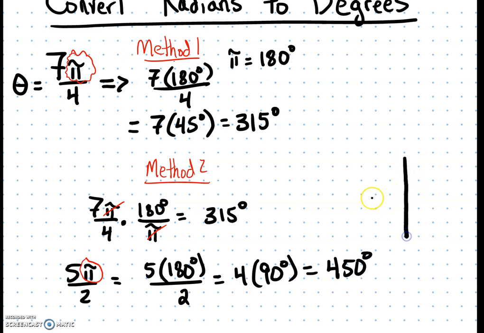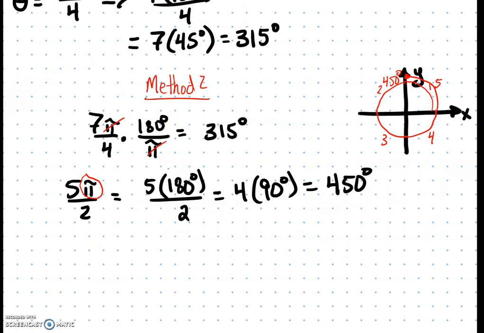Another way to think about this, as you get more comfortable with this, is 5 pi over 2. Well, pi over 2 is going to be 90 degrees. So for 5 pi over 2, I'm going to do this: 1. Another 90 would be 2. Another 90 would be 3. Another 90 would be 4. And another 90 would be 5 times. That's a 450 degree angle, or 5 pi over 2. And that's how I would draw that angle if I wanted to represent it. Okay? Good. And last one, 11 pi over 6.